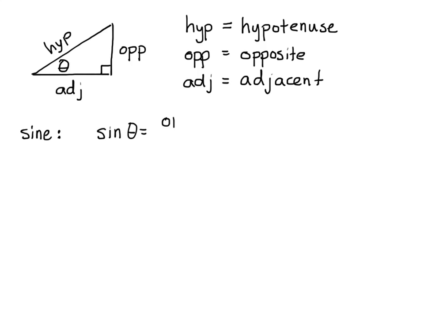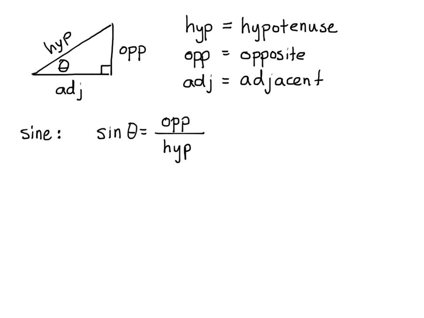Okay, so the sine. Now, you spell sine as a word, S-I-N-E, but we use sin as just this three-letter abbreviation, and we're going to define that as the opposite over the hypotenuse. So for any right triangle that we have, if we take the ratio of that opposite side and the hypotenuse, it's going to be the same thing. It's going to be the sine of theta.